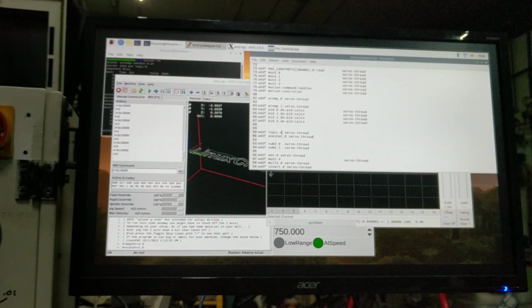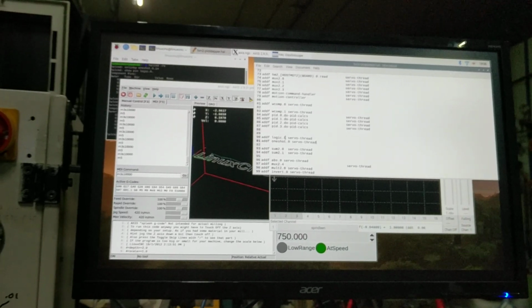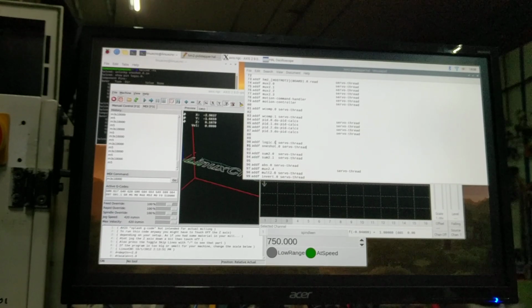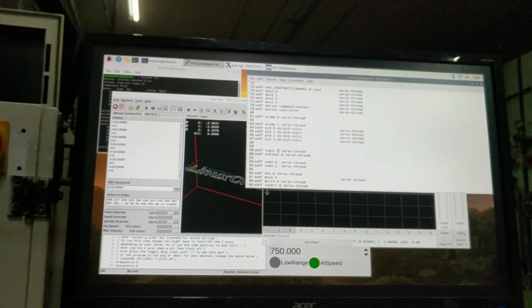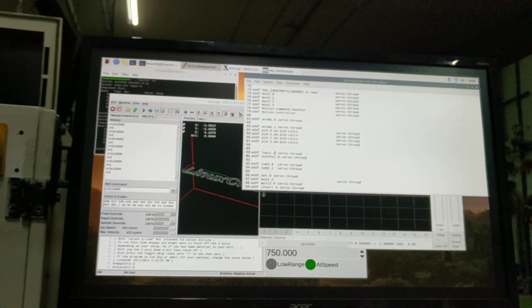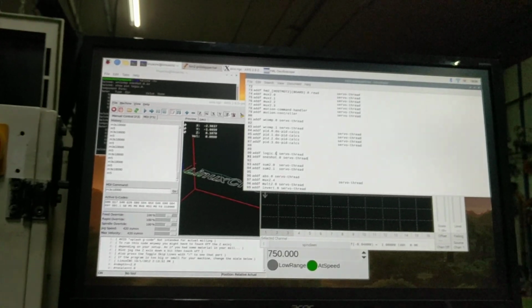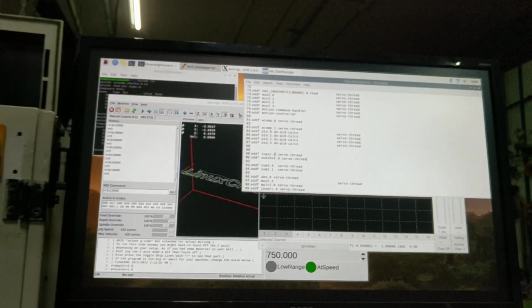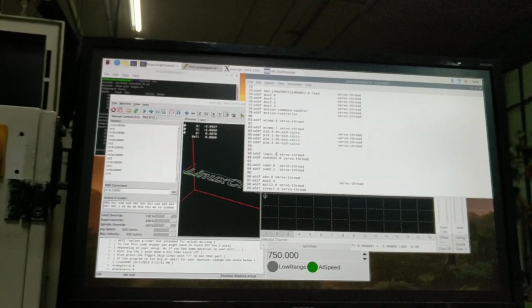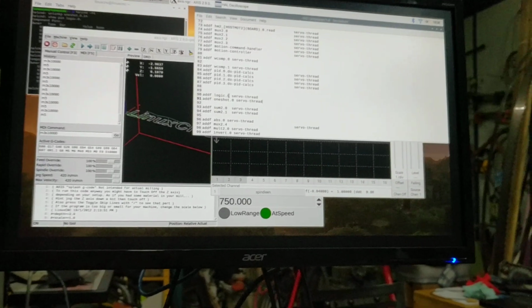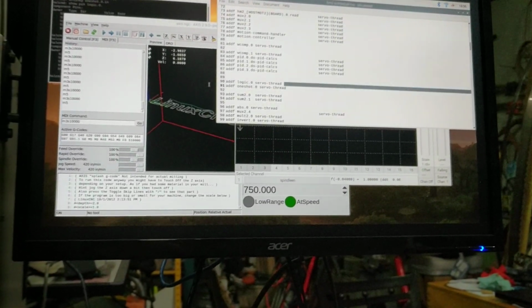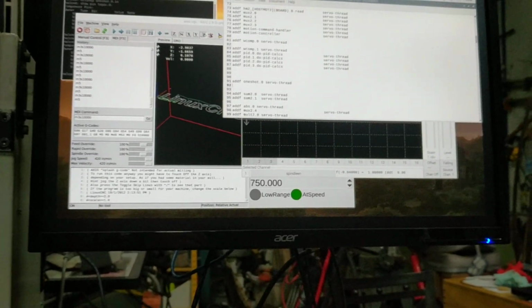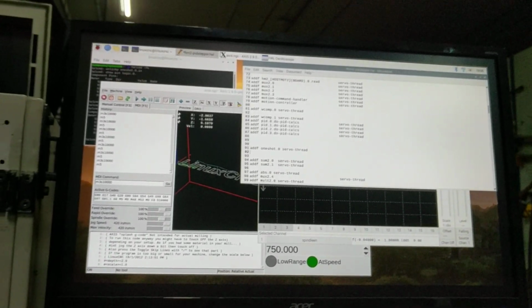So the problem is that these threads are out of order. What happens is the logic changes the output, and then the one shot fires and changes its output, and then the next cycle the logic goes high again because the one shot is high. So it's missing by one cycle, one servo cycle. So all I have to do in this situation is reverse these. I hope you can see this.